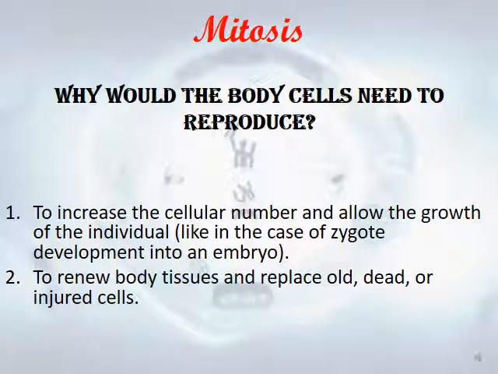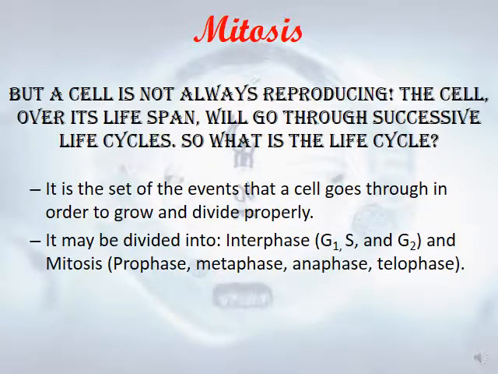Why would the body cells need to reproduce? First, they need to increase the cellular number and to allow the growth of the individual. Example, the case of the zygote development into an embryo. Second cause, to renew the body tissues and replace the old or dead or the injured cells by new cells.